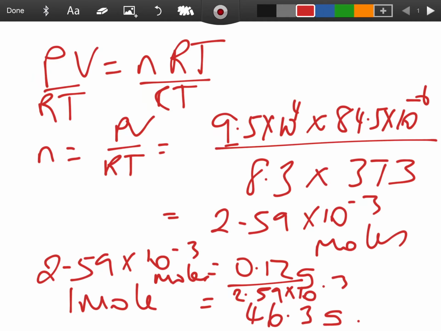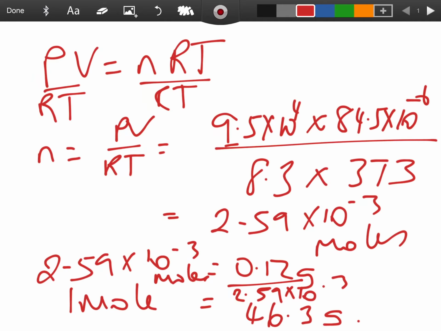And then finally, why is this method not suitable for non-volatile liquids? Well, non-volatile liquids won't evaporate easily. For this method, you need to use liquids that have a low boiling point. They're easy to evaporate. They don't evaporate easily if they're not volatile. Okay, that's the answer to that.